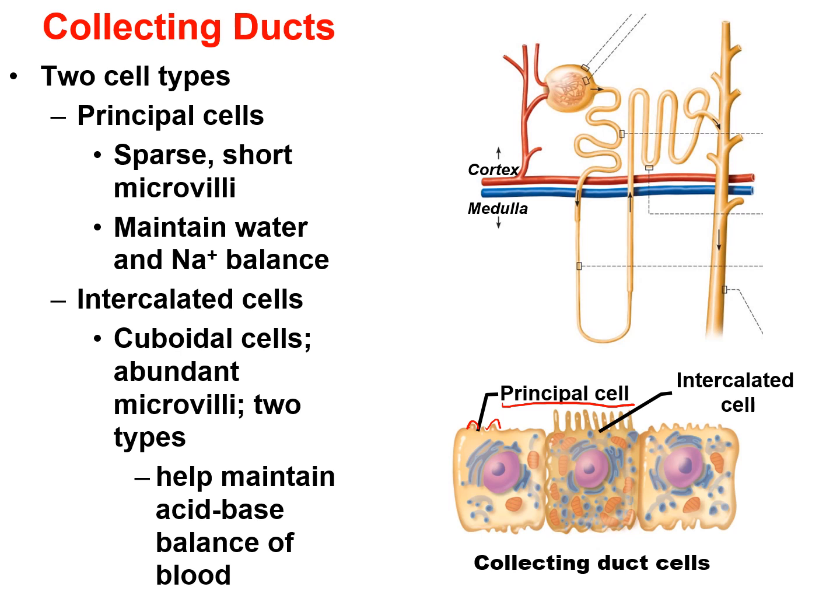The other cell that you have is an intercalated cell. And if you look at this, it's cuboidal in shape, but you are going to have much more abundant microvilli. And so you can tell it apart from the principal cell by the large amount of microvilli. There are two different types of microvilli actually found on these cells. And what the intercalated cells are going to help with is to maintain acid-base balance of your blood.